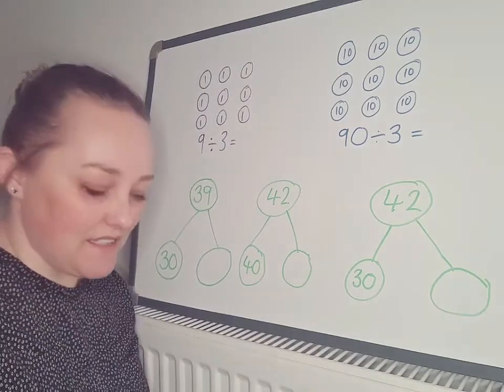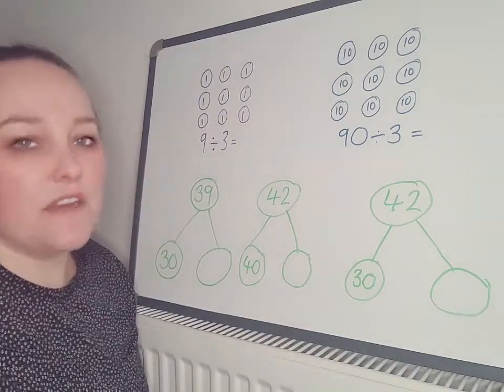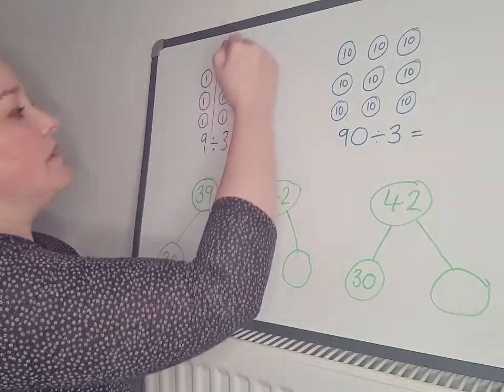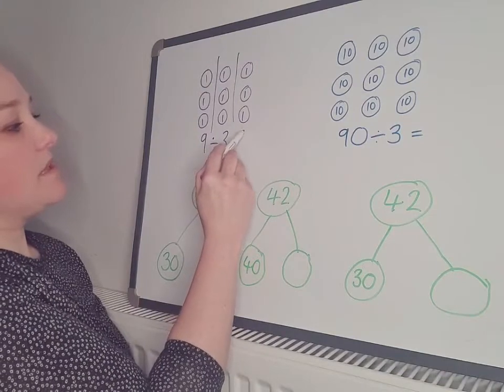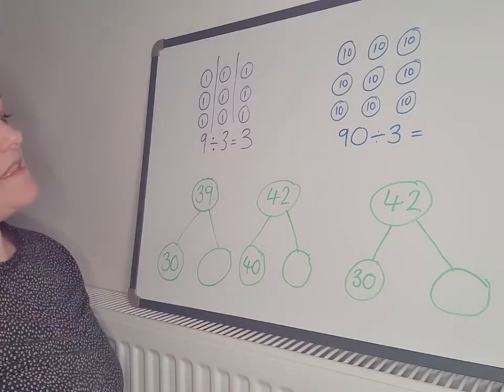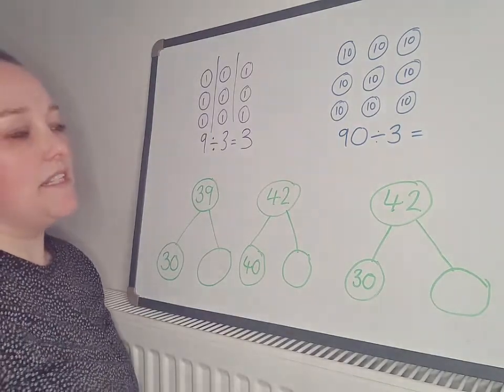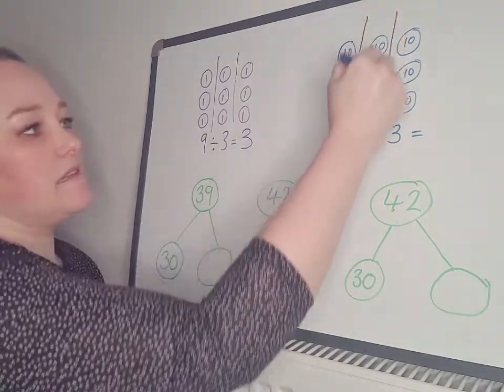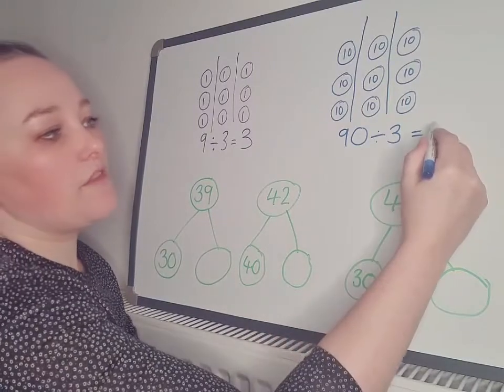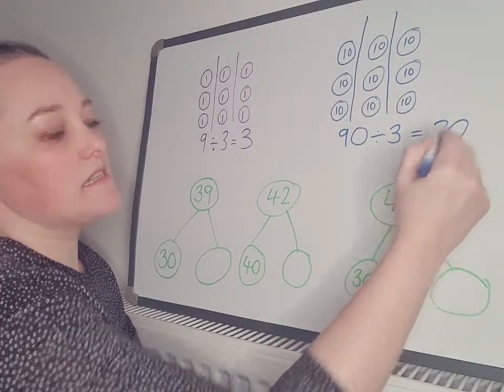Right, how did you get on then? So we've got 3 groups here. All right, so 3 groups of 3 is 9. So 9 divided by 3 is 3. 90 divided by 3, if we do exactly the same thing, we've then got 30, because 90 is 10 times bigger than 9.